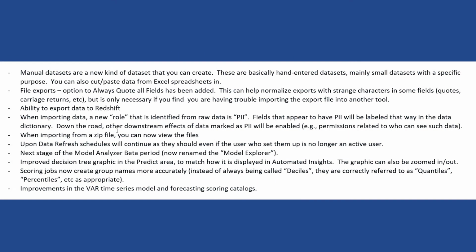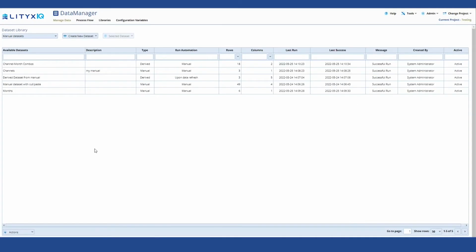I'll walk through and maybe point out a couple things over in LityxIQ with the main new functionality being these manual data sets. Like I said in that description, they are essentially a fourth kind of data set. We have raw data sets, we have derived data sets, and we also have internal data sets, which are the ones created by LityxIQ on its own, like scoring catalogs and implementation catalogs. But the third kind of data set that a user can create is a manual data set.